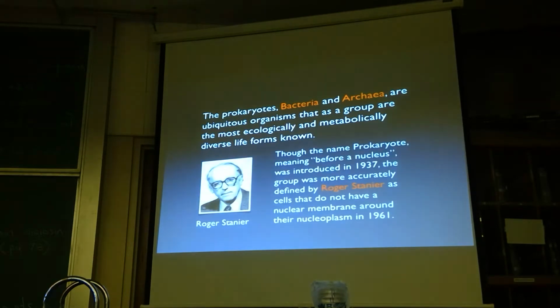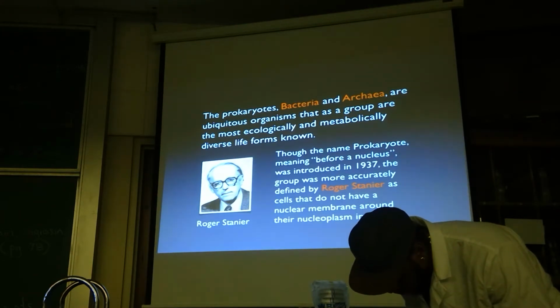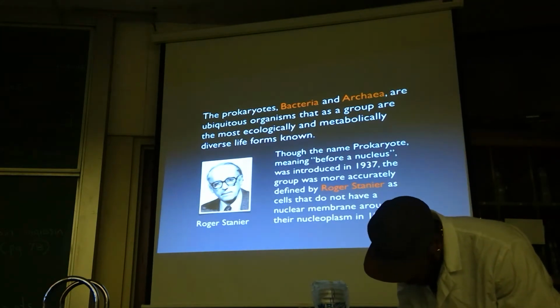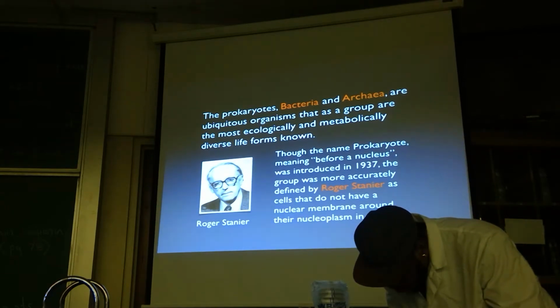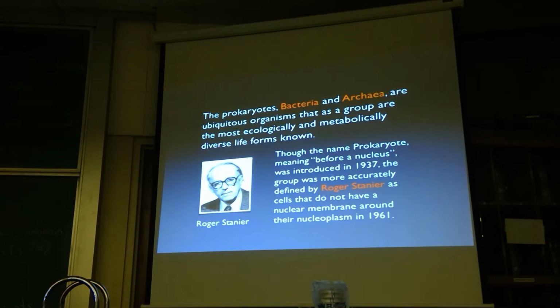Please stop talking. I'm trying to present information. So the term prokaryote, the word means before a nucleus, and this term was actually introduced in 1937, but it was Roger Stanier and his associates looking at prokaryotic cells with electron microscopes that actually defined what was going on. Those cells do not have a nucleus. They don't have material surrounded by a nuclear membrane. This wasn't determined until 1961. A real definition of what do we mean by prokaryotic cells.